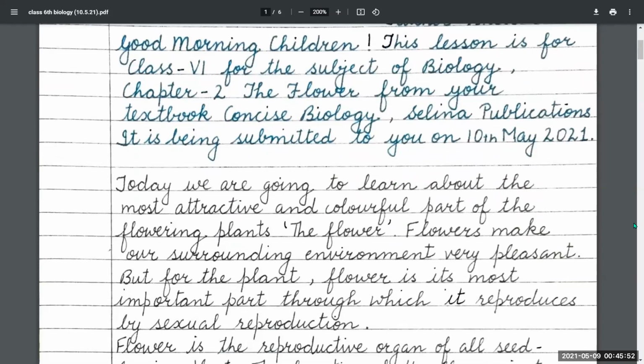Today, we are going to learn about the most attractive and colorful part of the flowering plants, that is, the flower. Flowers make our surrounding environment very pleasant. But for the plant, flower is its most important part through which it reproduces by sexual reproduction.